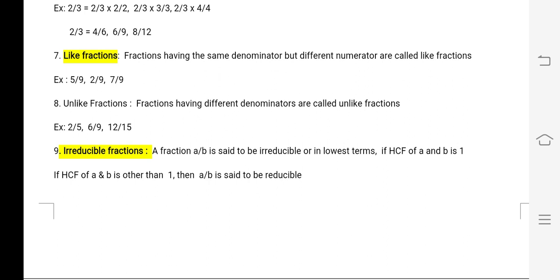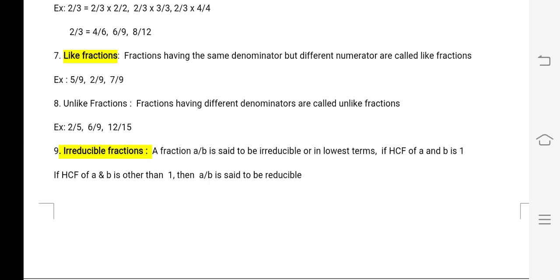Now, unlike fractions. Here, the fractions have different denominators, like 2 by 5, 6 by 9, 12 by 15, etc. They are called unlike fractions.